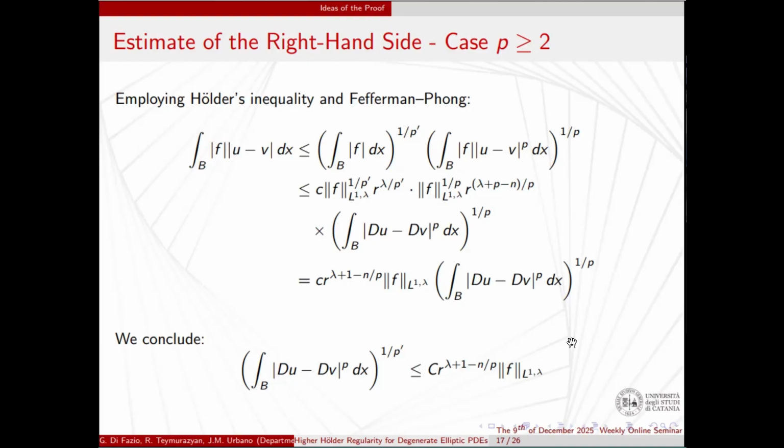So this is the estimate, and we can conclude that the integral I1 can be estimated as you can see in the bottom line. So you see there is this difference of gradients in p-norm controlled by a power of the radius of the ball multiplied by the norm of the function in L1 lambda.